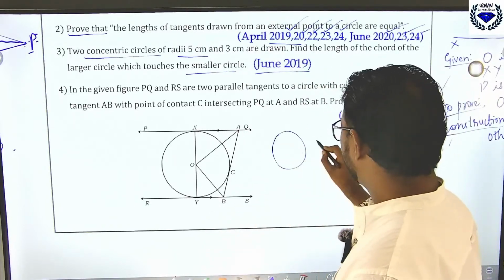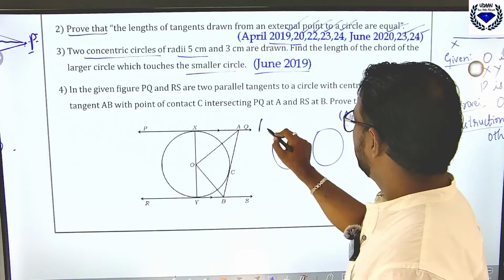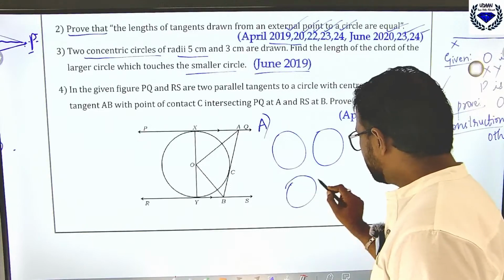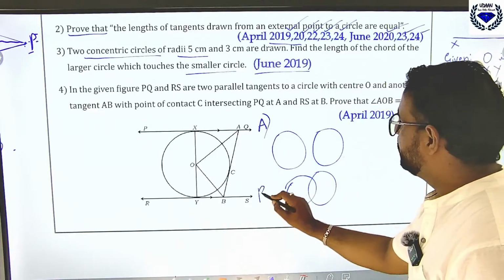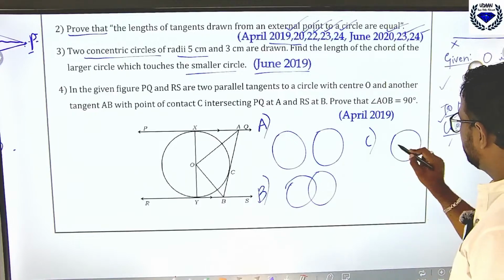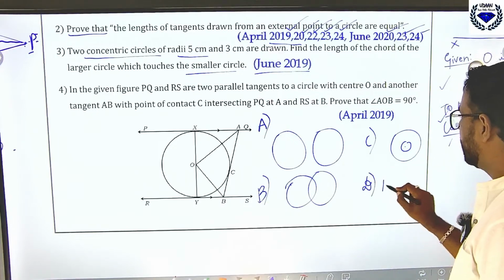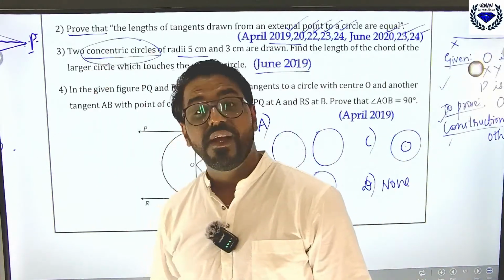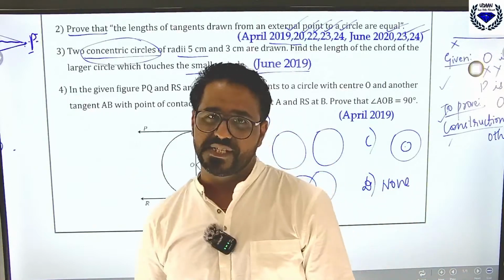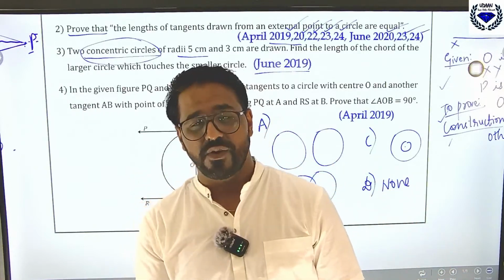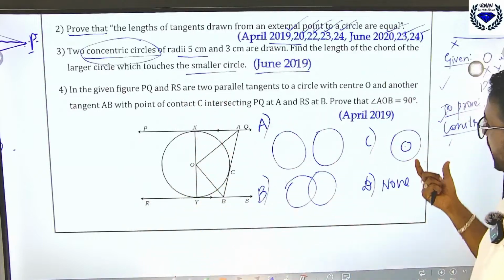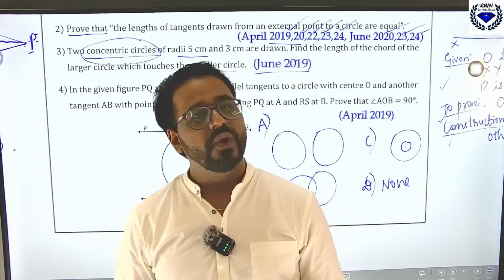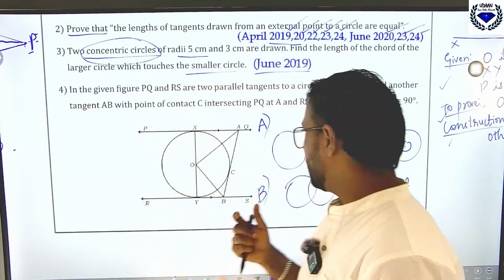So just comment in the comment box below. I'll write A here: these are concentric circles, or this is option B, or these are concentric circles, and option D none. I will give you four options to identify what are concentric circles, because here the statement begins with concentric circles. So you should know the meaning of concentric circle. Just kindly put it in the comment box below. I will just be moving on to the solution.